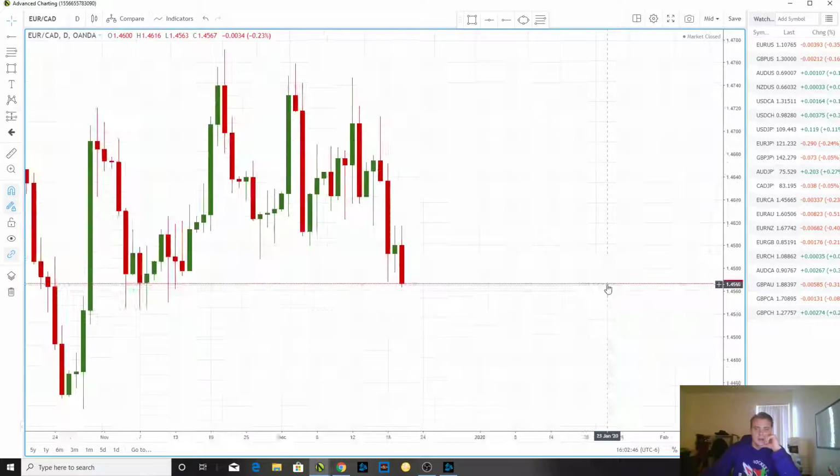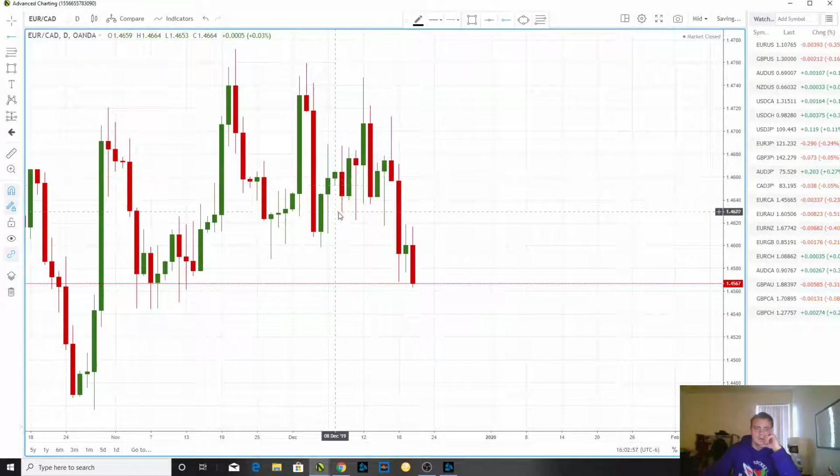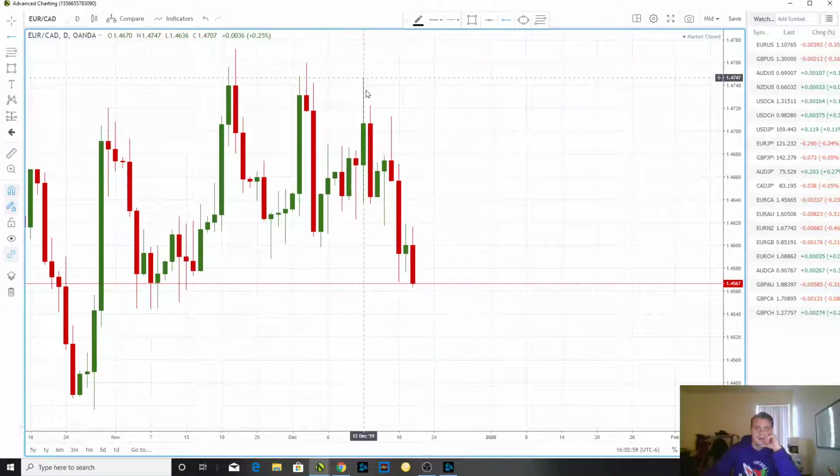All right, time to hit up the Euro CAD. Here we go. So we've got, well, that's not quite a down move. Do have the down move here though, and an up move. Oh, here's a down move, up, down, up, and then the breakout.